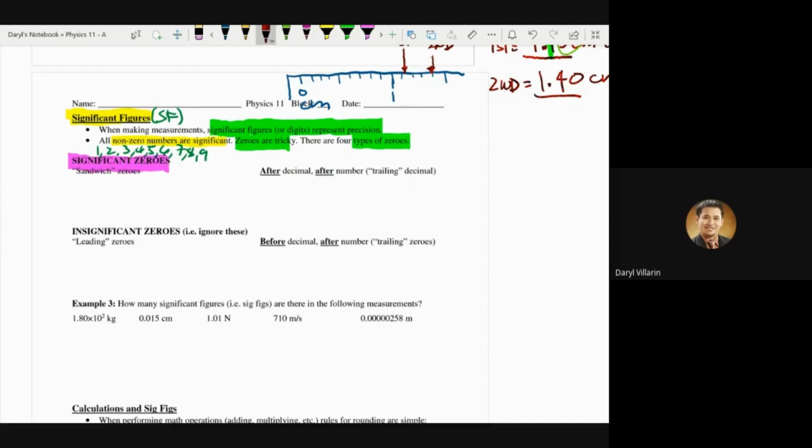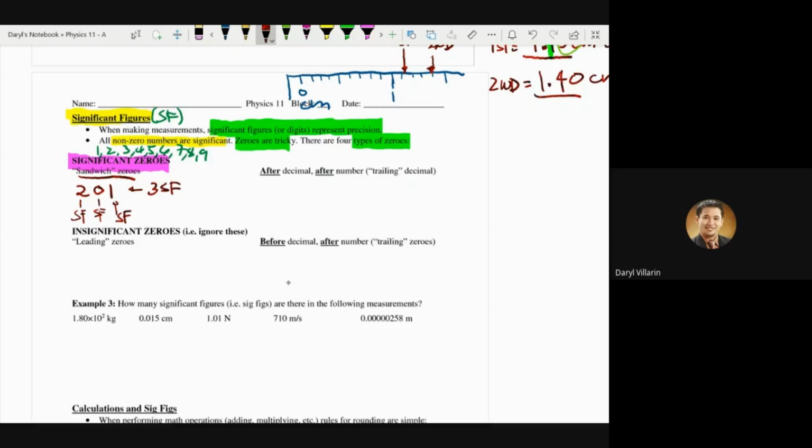This particular zero we call sandwich zeros. Let's say 2, 0, 1. It is sandwiched between two non-zero numbers, so you're going to count the zero in between as significant. This can be considered a significant figure, as well as the last one. Therefore, if you count the number of significant digits, that is 3 significant figures.